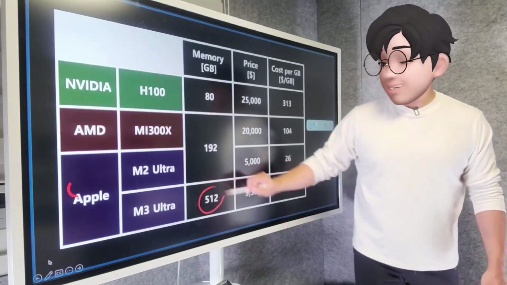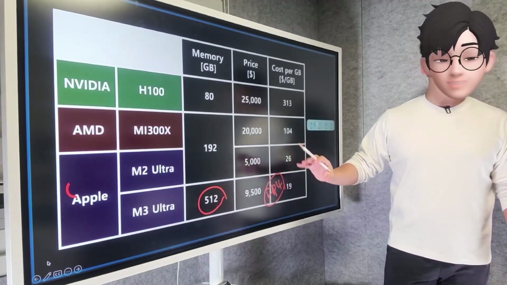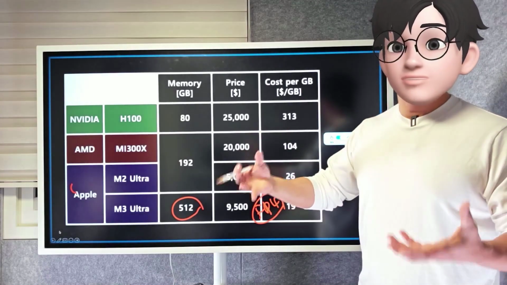However, since Apple supports up to 512 gigabytes, smaller models like FP4 or other 4-bit models can scale up to 600 billion parameters.